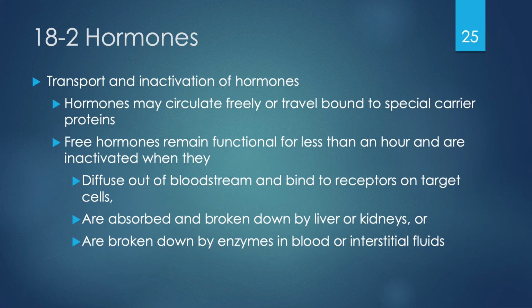Hormones are usually going to be released where there are a lot of capillaries, so that way there is a lot of space for them to be taken up into the bloodstream so that they can circulate. So they'll circulate pretty freely, or they'll travel bound to some other special carrier protein, but they'll be in the bloodstream for a while. And the free hormones are going to stay functional for just under an hour, and they're inactivated when one of three different things happens. Whenever they diffuse out of the bloodstream and then bind to a receptor on a target cell so they can actually do what they're supposed to do, or they can be absorbed and broken down by the liver and kidneys, or alternatively, they could also be broken down by enzymes in the blood or in the interstitial fluids.